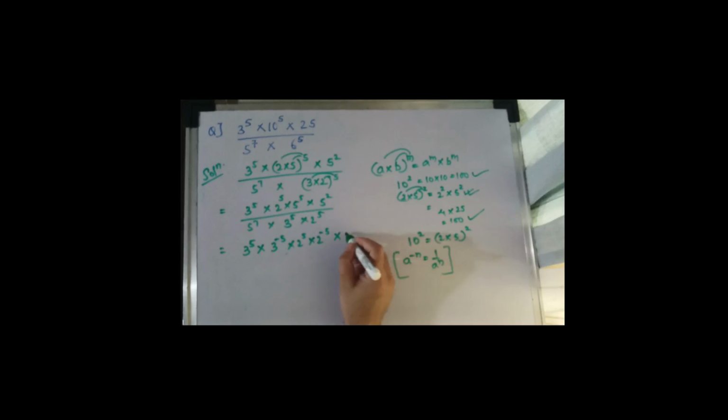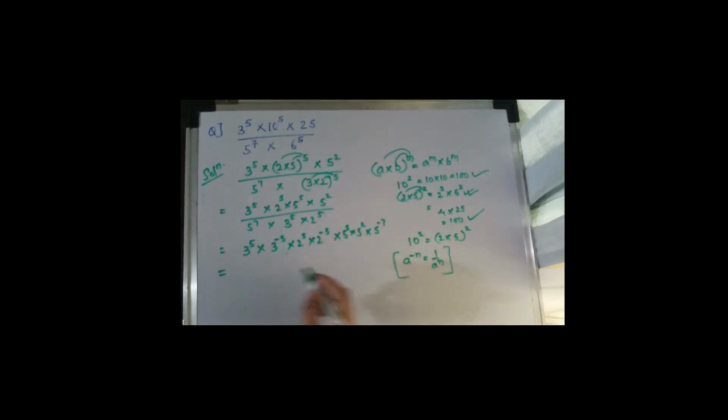Then we have 5 raised to 5 into 5 raised to 2 into this 5 raised to 7. So 5 raised to minus 7. So there is nothing in the denominator left. There were 1, 2, 3, 4, 5, 6, 7 terms, 1, 2, 3, 4, 5, 6, 7. All the terms have been taken care of.